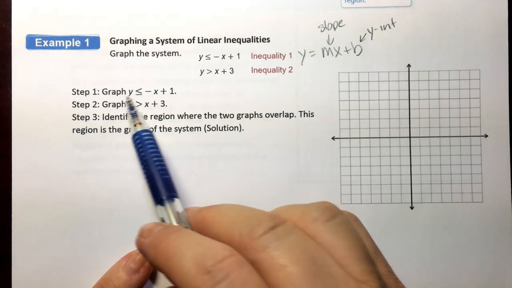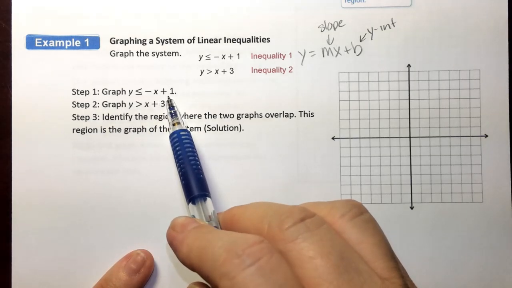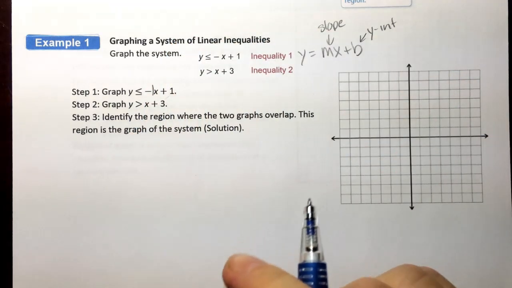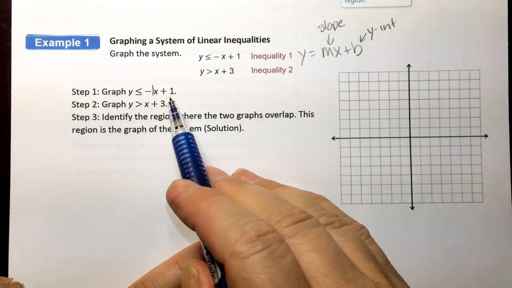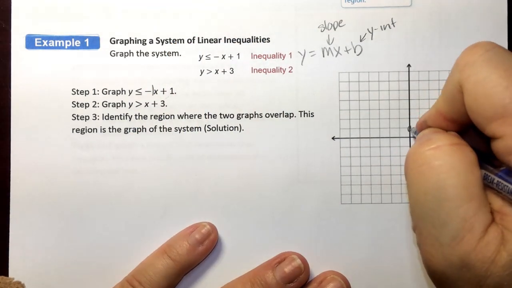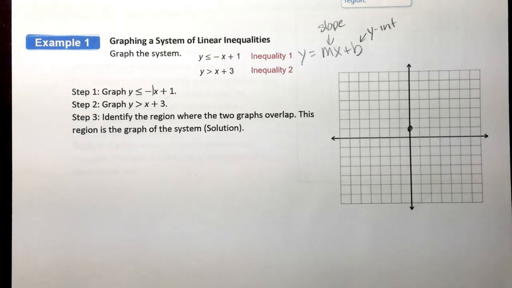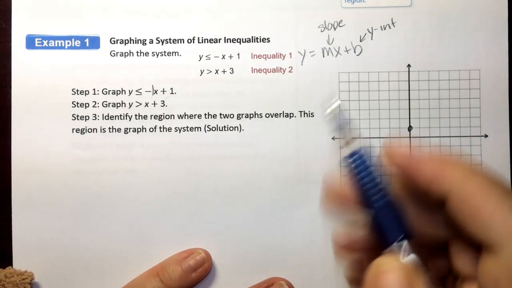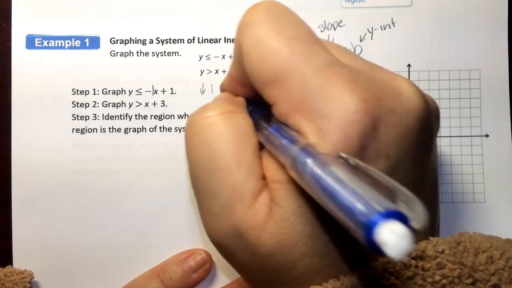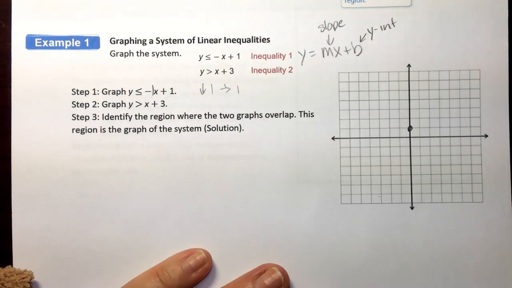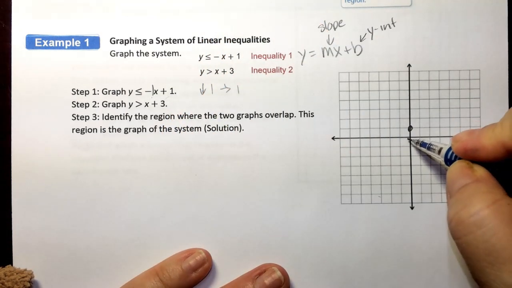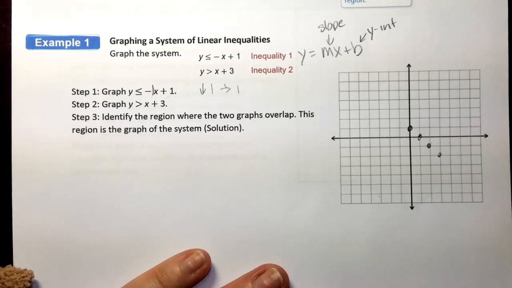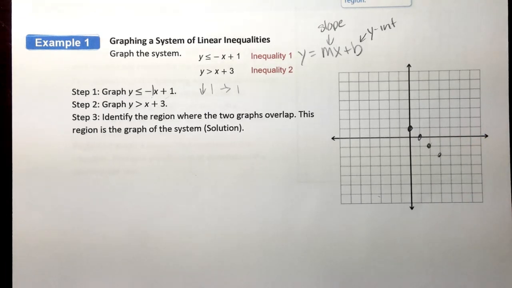So step 1, we're going to graph our first inequality. So our y-intercept is 1, our slope is negative 1. So remember, if there's none, there's 1. So we're going to start off with our y-intercept and graph 1 on the y-axis. Now our slope is negative 1, so that means we are going to go down 1 and then to the right 1. So starting at this point, we're going to go down 1, over 1, down 1, over 1, and so forth. And then we can graph our line.